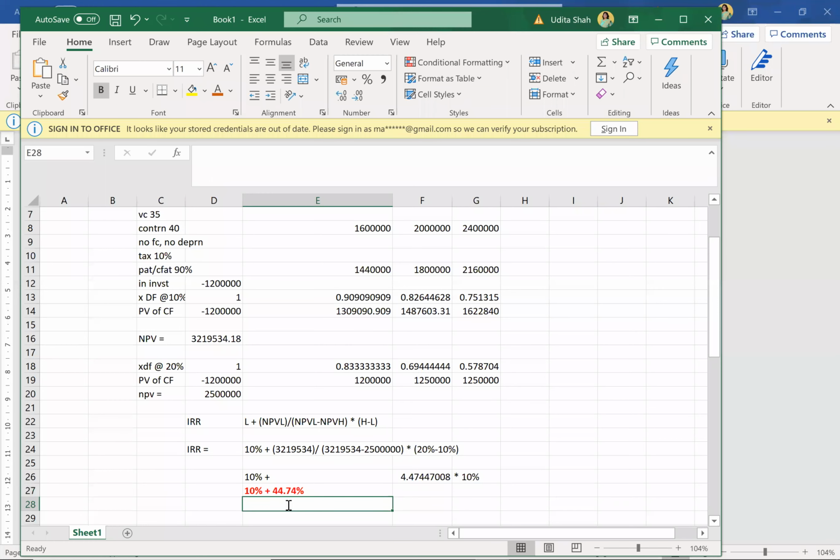So it is 54.74%. So even if the cost of capital goes to 54%, then only my NPV will become 0. With 10% it is positive, with 20% it is also positive, with 30% it will also be positive. Only with 54% cost of capital will it give us 0 NPV.